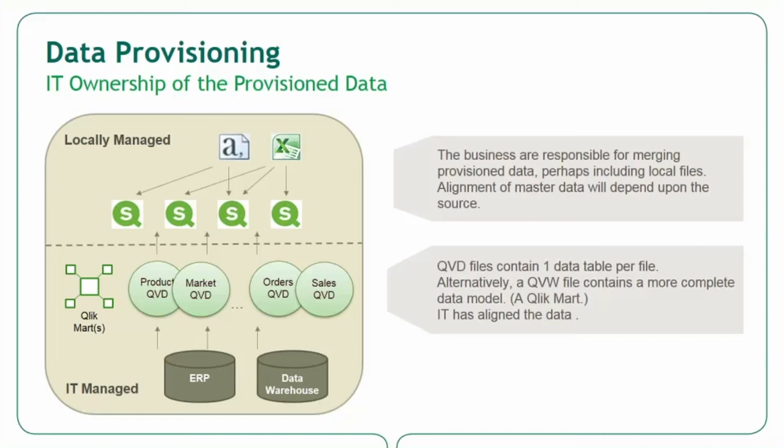So IT is well placed to perform the ETL to create the Qlik layer, the Qlik data layer, and that's represented there by the 4 QVDs, and clearly there'll be a lot more than that, QVDs that are created. Those QVDs can be created in such a way that the joins are already present, so the business doesn't have to spend time aligning data.